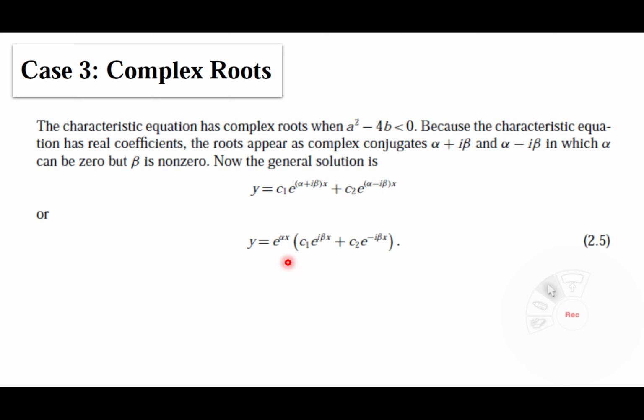And we can take e to the alpha x as a common factor, and then between the parentheses we're going to have C1 e to the i beta x plus C2 e to the minus i beta x. Okay, so this is how it works.